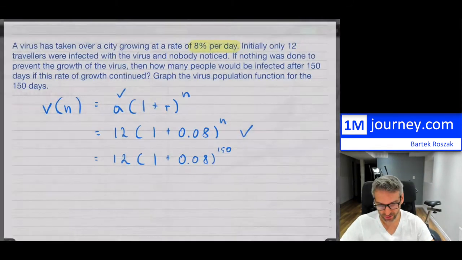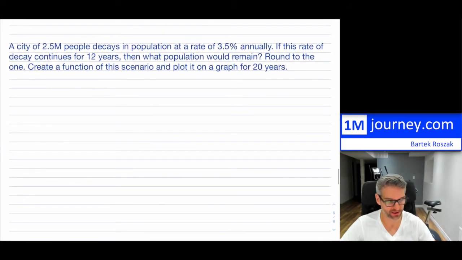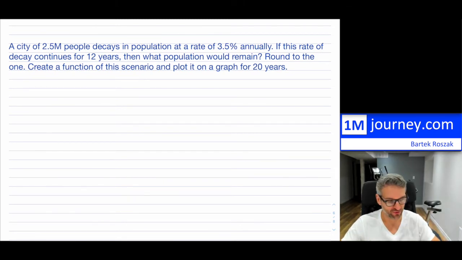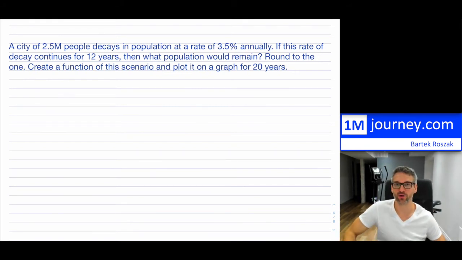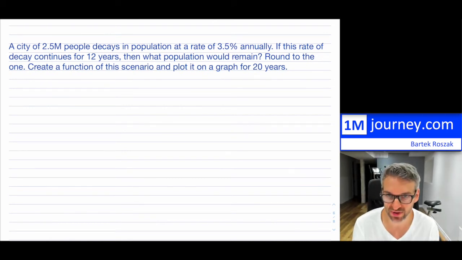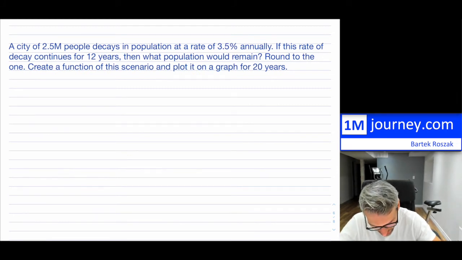Now, what about exponential decay? Are those any different? Well, the answer is no, they're not different at all. In fact, if you remember, you can go back to the beginning of the video, where I introduced this exponential growth and decay function. When you're reading these questions with exponential decay, nothing changes.